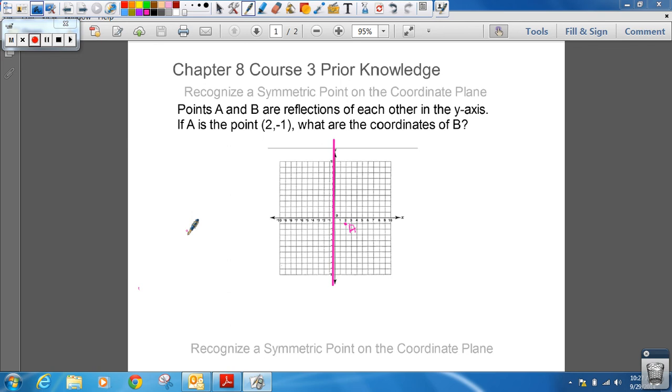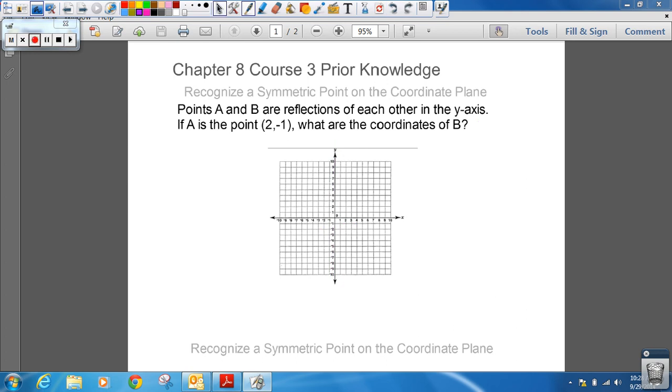And then it wants to know what coordinates point B would be at. Well, if this is a line of reflection, that means basically you could take your piece of paper, fold it at that line, and where would A touch the other side? It's going to be the exact same distance from our line of reflection. So since this one is 2 over, it would be 2 to the left. So our coordinate there would be (-2, -1).